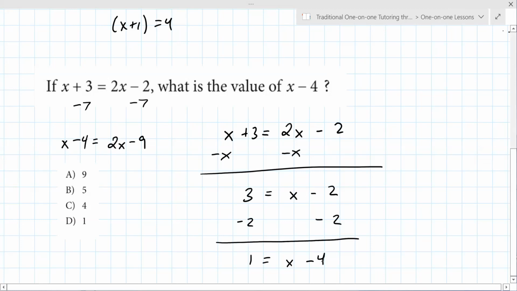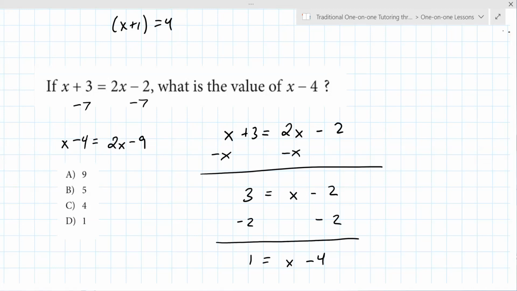Now, is that faster than just solving it straight up for x and then plugging it back in? It's probably pretty close, but this is just another strategy, another tool in your toolbox to be able to figure out what the problem is.